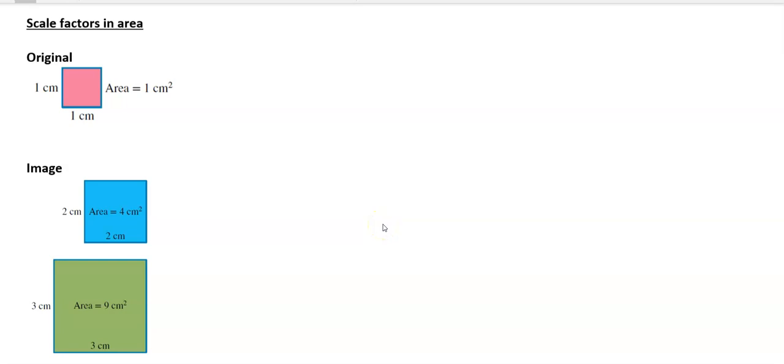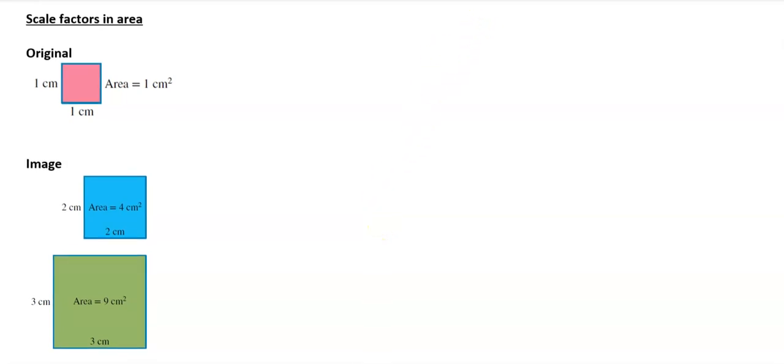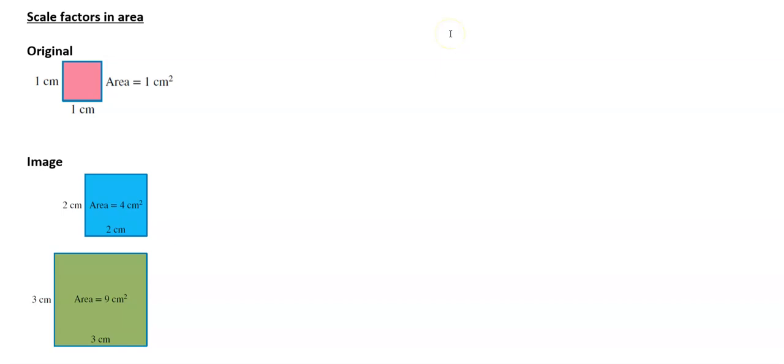Alright, so having looked at the similarity of length and working out scale factor k using image over original, let's just review that. K equals the length of the image over the length of the original, and that gives you the scale factor for length. So scale factor k allows you to switch between lengths of sides.